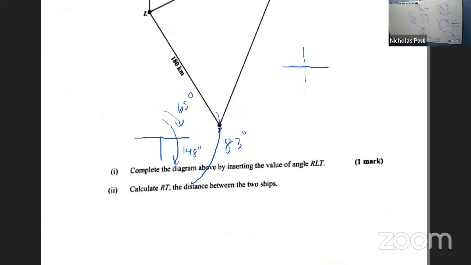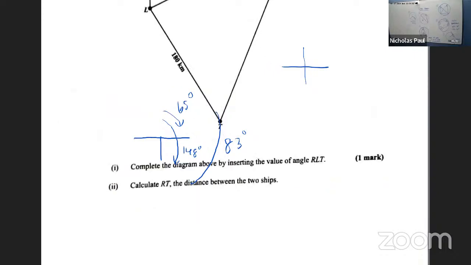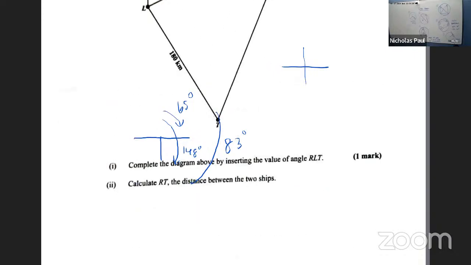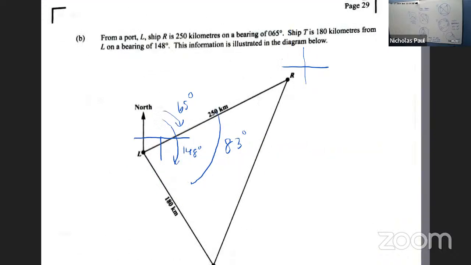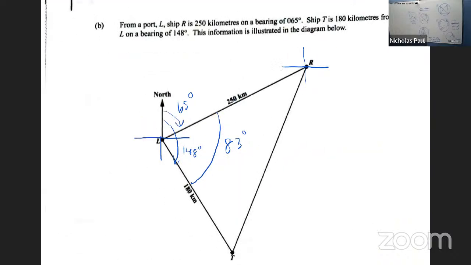They want you to find, the first part, RT. Find the length RT. Find RT. Check out how much you get.